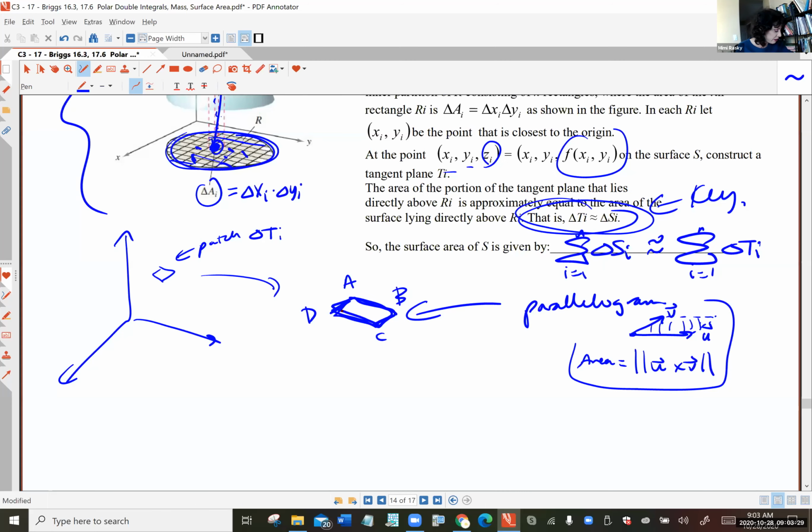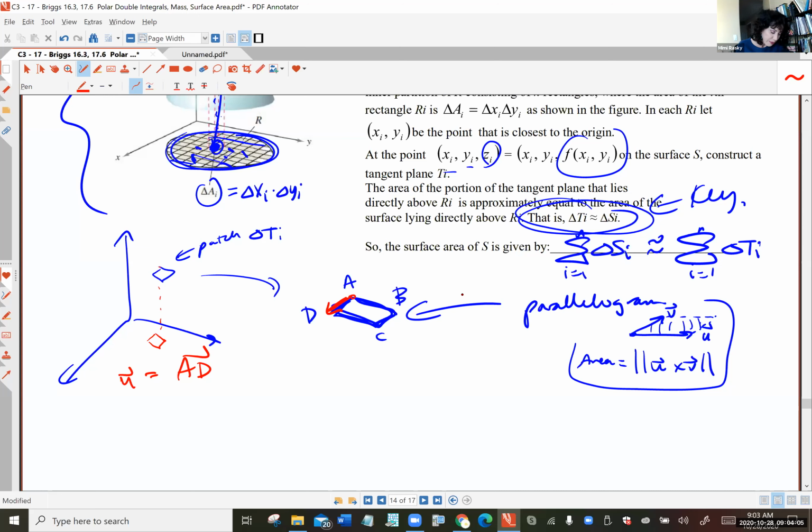Now, the question is, what are the coordinates of these points? Listen closely. If you drop the patch down into the XY plane, projected it, A is the one that's closest to the origin. So the coordinates for A are x sub I, y sub I, and then the z coordinate is f evaluated at x sub I, y sub I, because that point is actually on the surface.